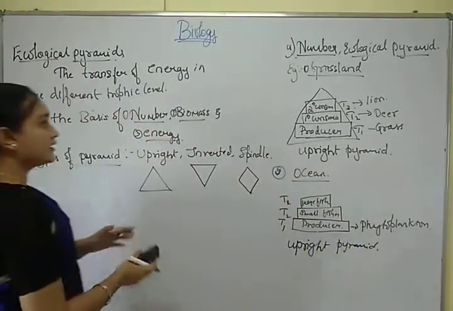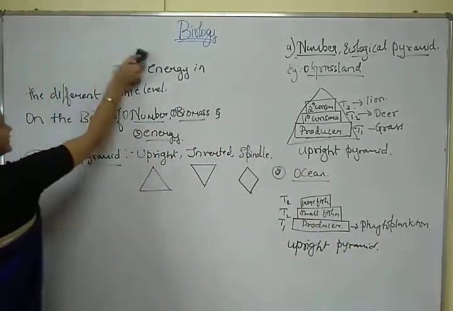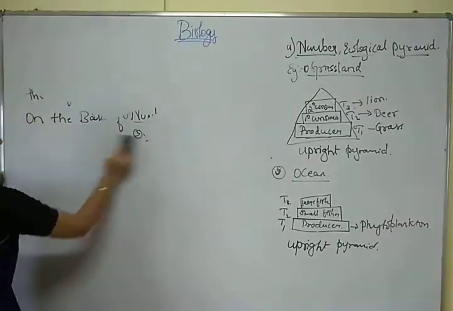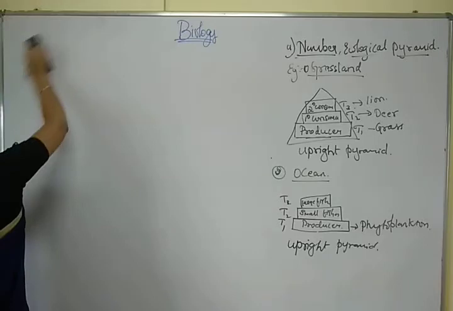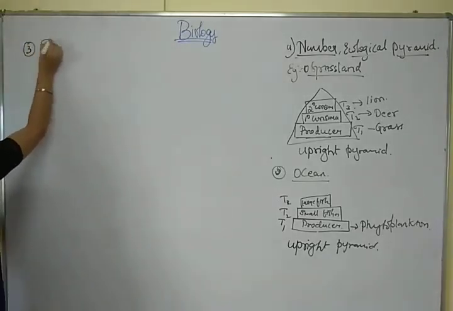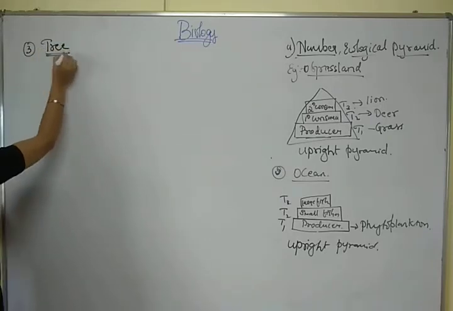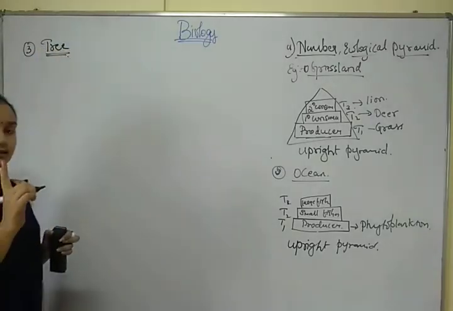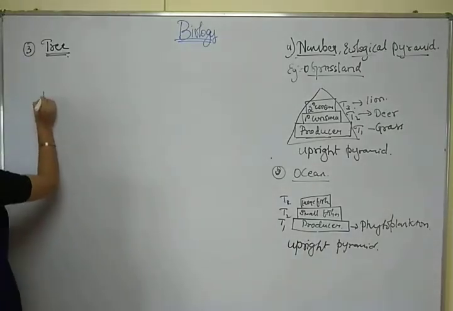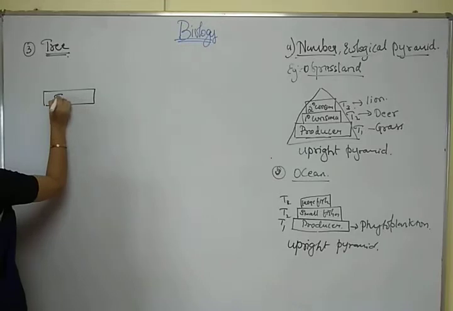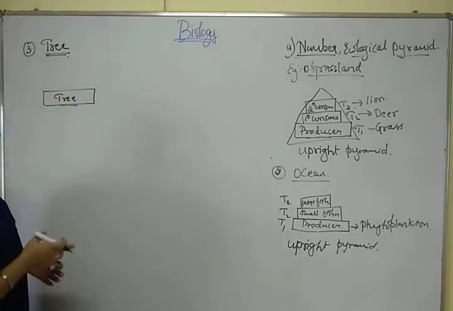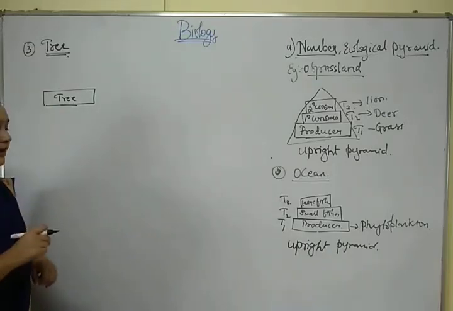Here, in the same way for the number, we should take another example. The third example we should take is a tree. So here we are considering a single tree, and this tree will be the producer. We can see that the number of trees is just 1.